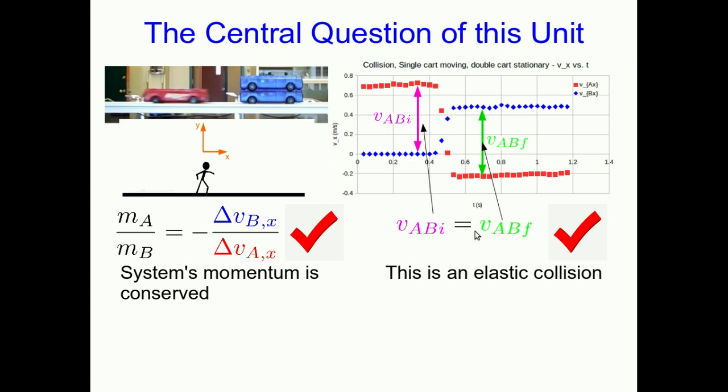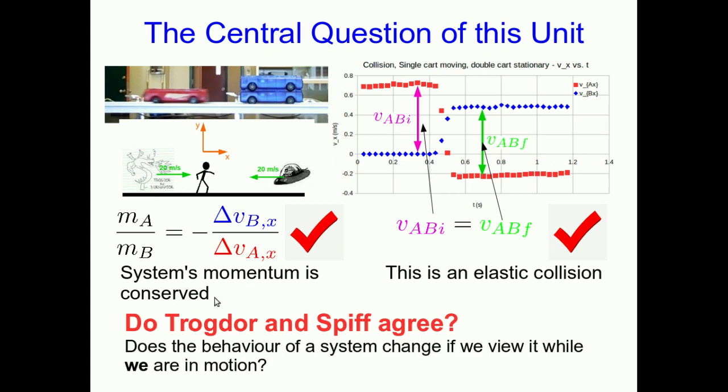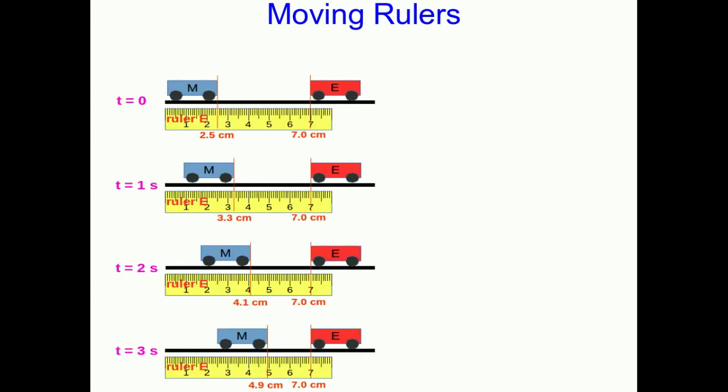Well, the central question of this unit is, remember Trogdor and Spiff, who are moving relative to this person, do Trogdor and Spiff agree? Remember that they are moving relative to these carts, and so that will affect their velocity measurements. So do these equations still work out for them despite their motion so that they agree with this person that the system's momentum and energy are being conserved? Or to put it another way, does the behavior of a system change if we view it while we are in motion? We need to know about moving axes.